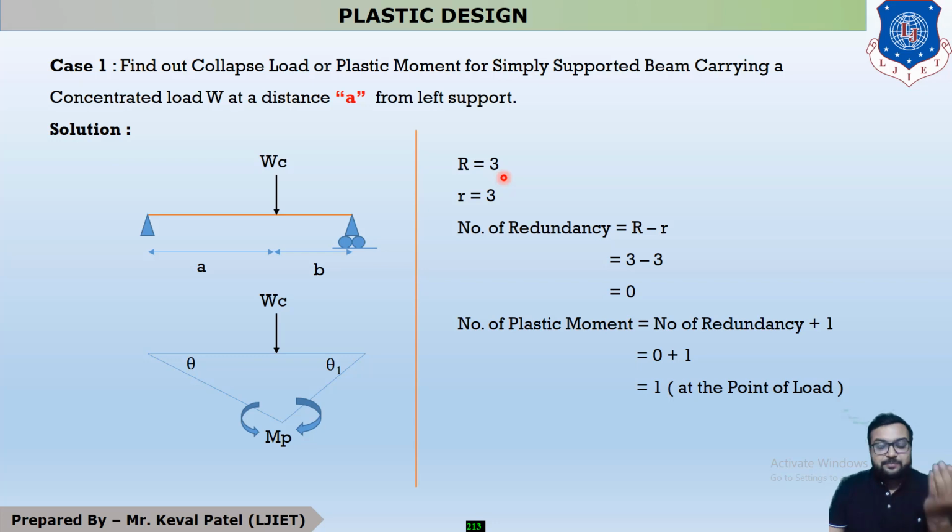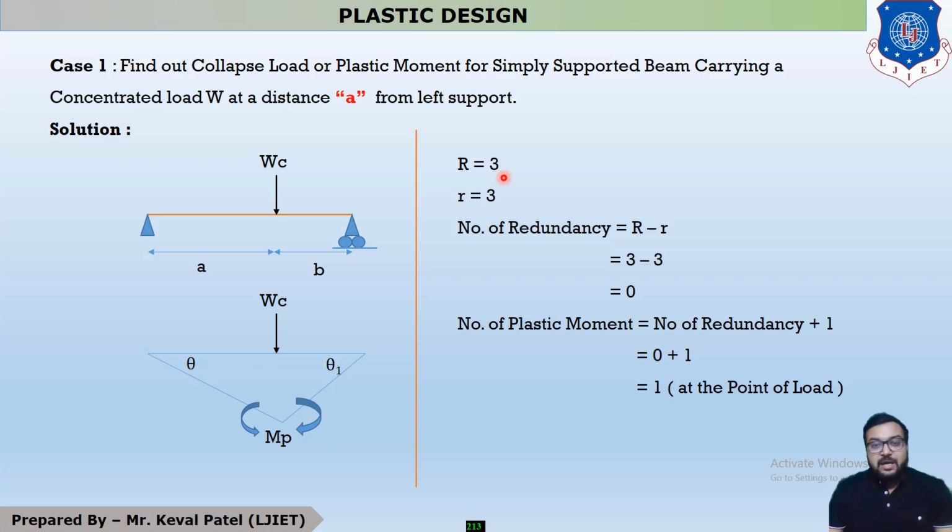Now, what is small r? Your small r is the number of equilibrium conditions, and it was already discussed in the last session that the number of equilibrium conditions is equal to 3. First one is summation of M is equal to 0, summation of V is equal to 0, and summation of H is equal to 0.